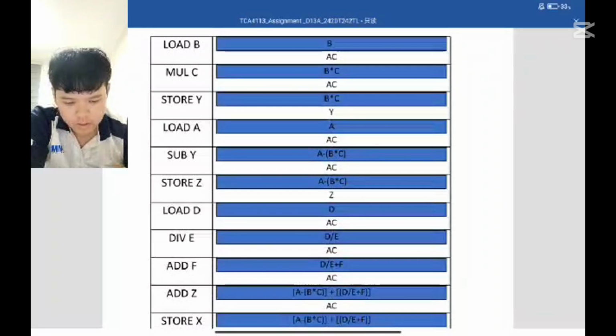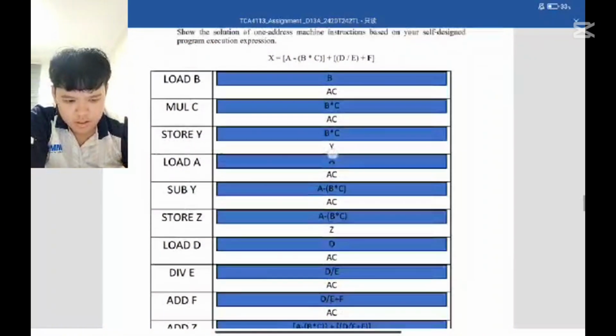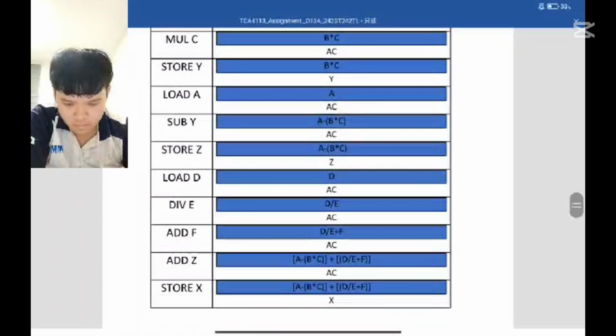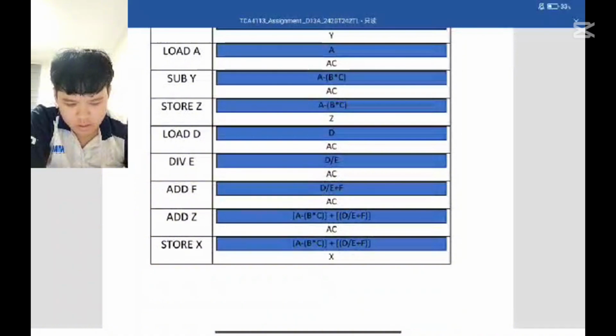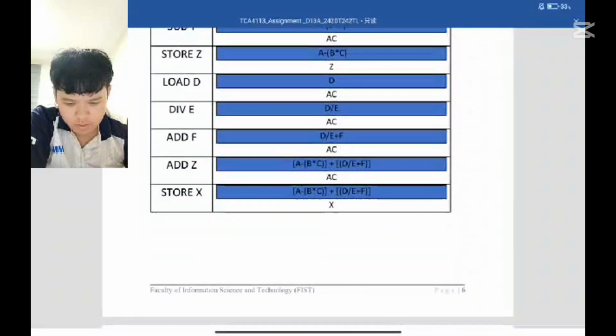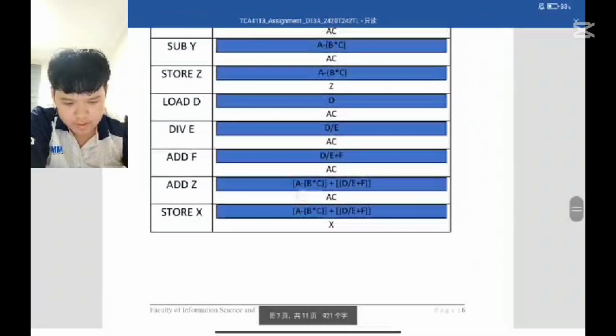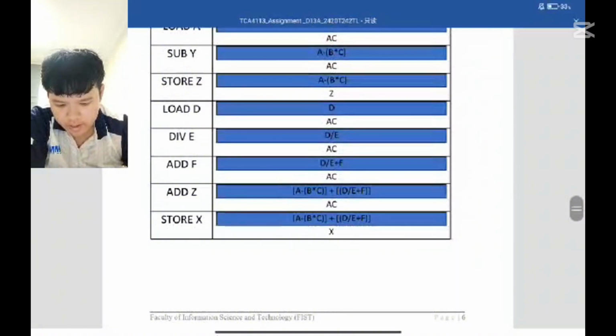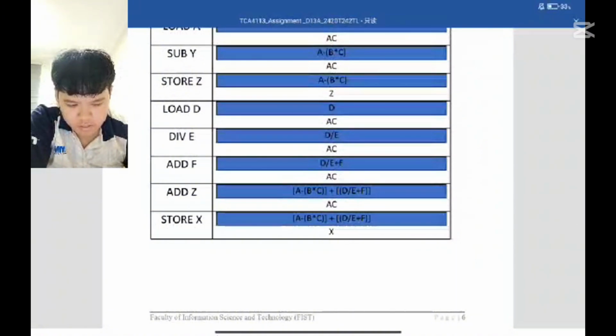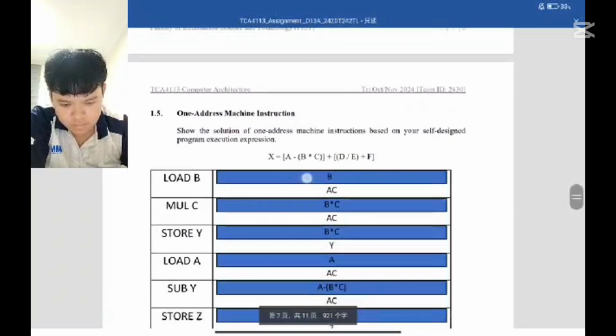Then we load A to the accumulator and subtract Y, which is the value we just saved here. Now we store the answer to register Z, so we can load D to the accumulator and divide it by E. Then we add F and add Z, so it becomes the final answer here. And we store it at X because X is what we show at the end.